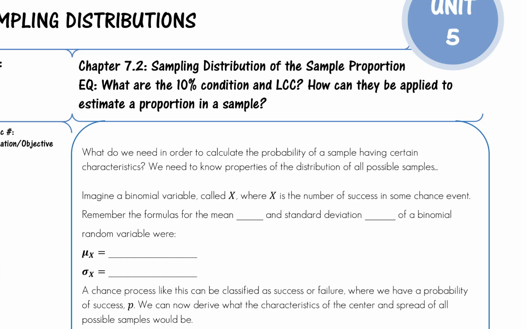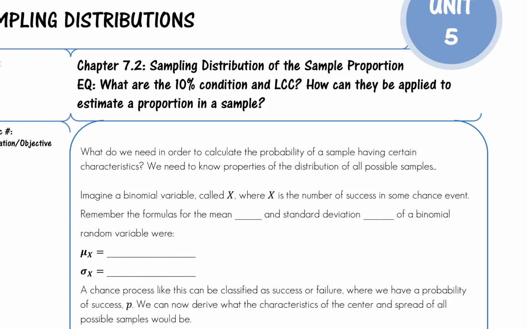Make sure you take down your EQ, pause if you need to. We want to know today what are the 10% condition and the LCC. How can they be applied to estimate a proportion in a sample? So what do we need in order to calculate the probability of a sample having certain characteristics, like 50 randomly selected students preferring chocolate ice cream as their favorite flavor? Well, we need to know properties of the distribution of all possible samples of any 50 randomly selected students.